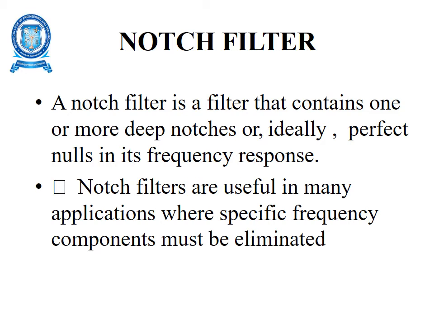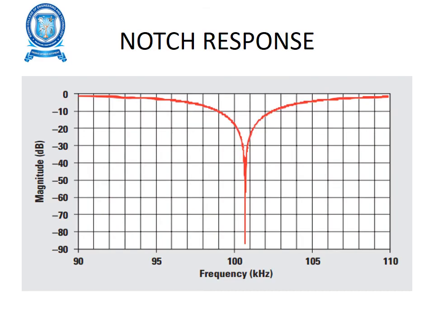These filters are mainly useful in many applications where specific frequency components must be eliminated. Suppose, for example, you can see in this image I have the frequency from 90 to 110. I am going to create a null frequency response at 100. So you can see that at 100 there is a null. In all the other frequencies from 90 to 110, there is a spread of the frequency spectrum. This is how we can choose this notch response.